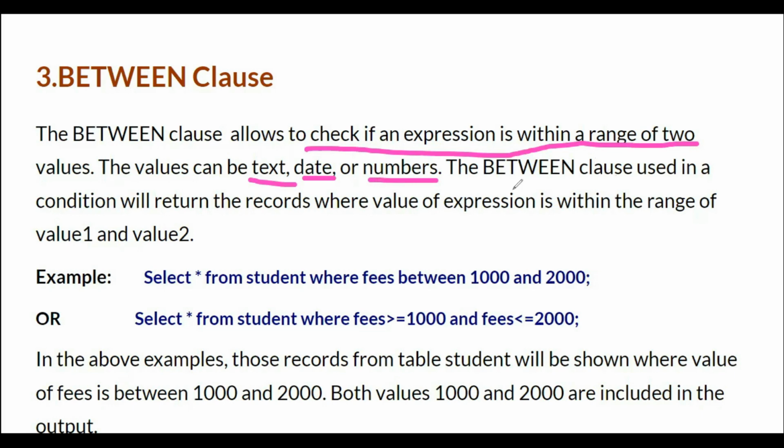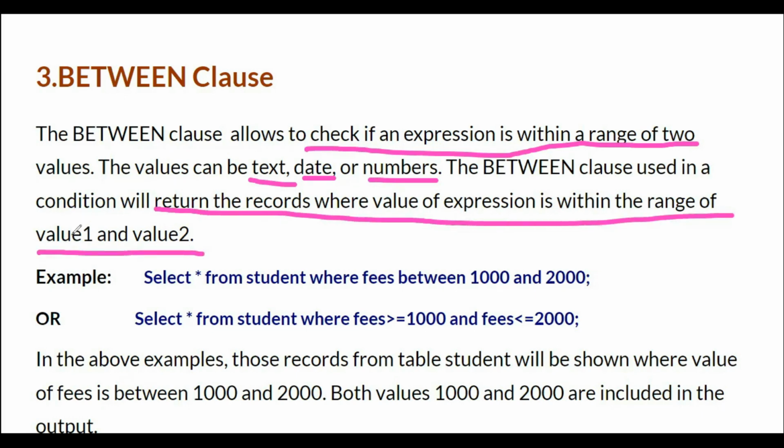So the between class used in a condition will return the records where the value expression is within the range of value 1 and value 2. As I said, morning 9 a.m. will be value 1 and 4 p.m. will be value 2. Here I have given two different things: how you can use between, and how you can do it without between also.